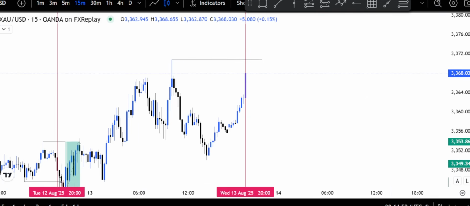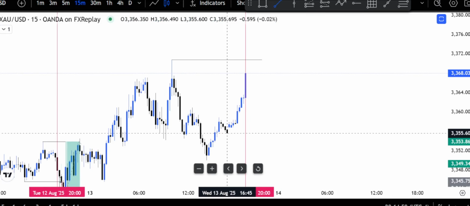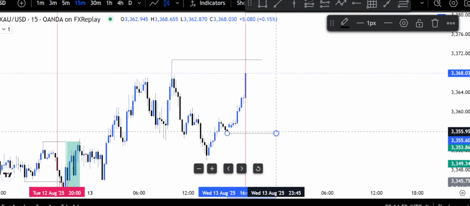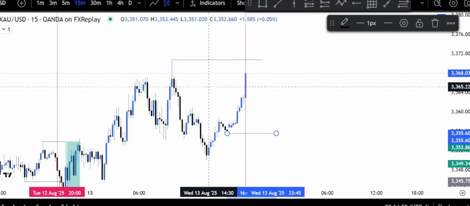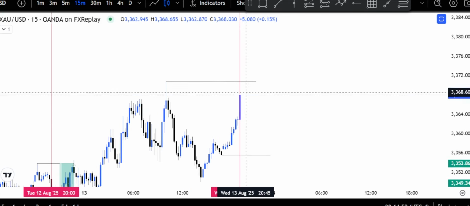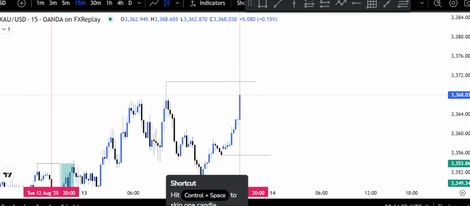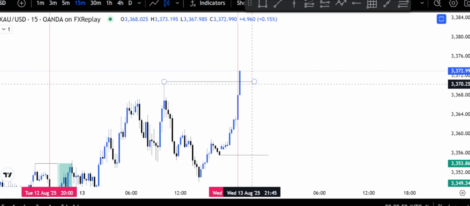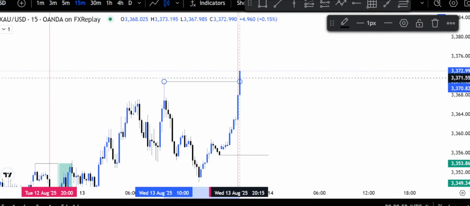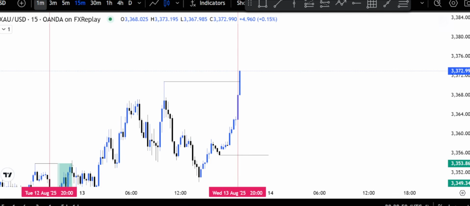This is our recent high, and this is our, as you can see, higher high, higher low. So this one is our recent low. We are looking for price to take liquidity from this high, the reverse. Now we can go to 1 minute to look for a displacement.